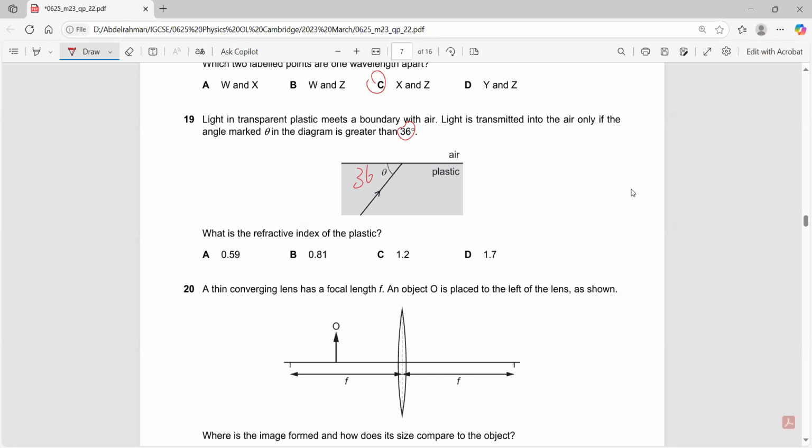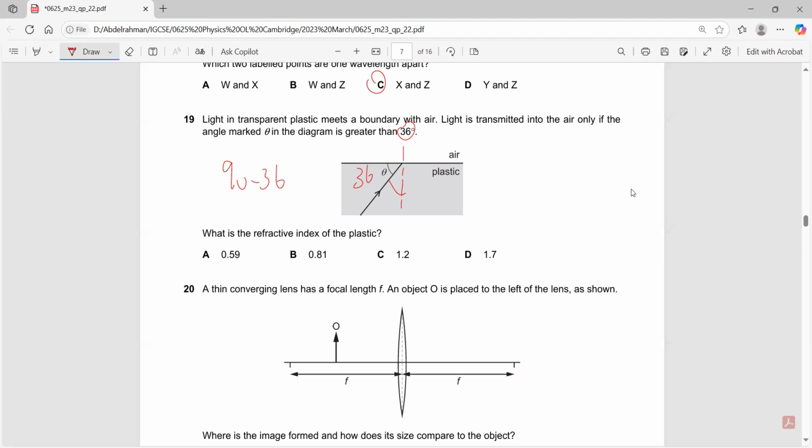If this is 36, is this the angle of incidence? No, it's not the angle of incidence. We need to find the angle of incidence by subtracting from 90. 90 minus 36 is 54, right? So technically, you'd say that the critical angle is 54.